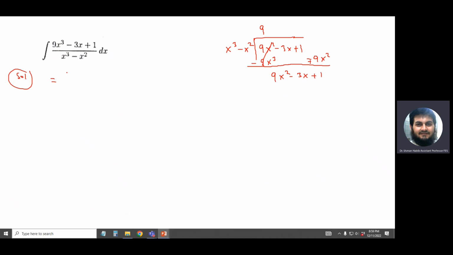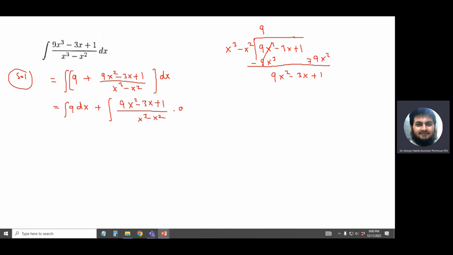So this whole thing will become integration of 9 plus this 9x squared minus 3 of x plus 1, 3x, and then divided by x cubed minus x squared dx. So first thing is to convert this into a proper fraction. Then we will solve it. For the 9, this is straightforward. 9 of dx plus this one is 9x squared minus 3 of x plus 1 divided by x cubed minus x squared dx. This is simple. This will result in 9 of x, plus constant of integration, but we will add this later. Plus I, whatever this integration is.